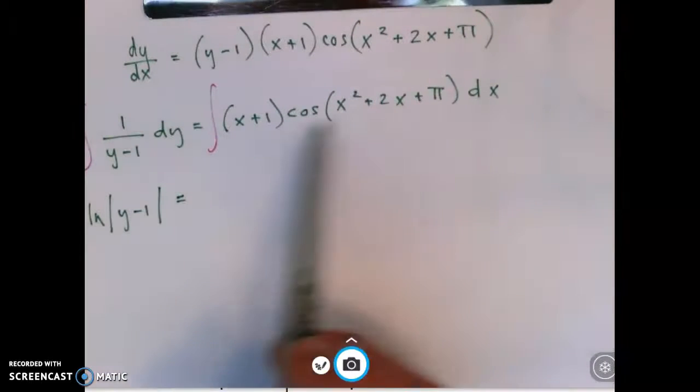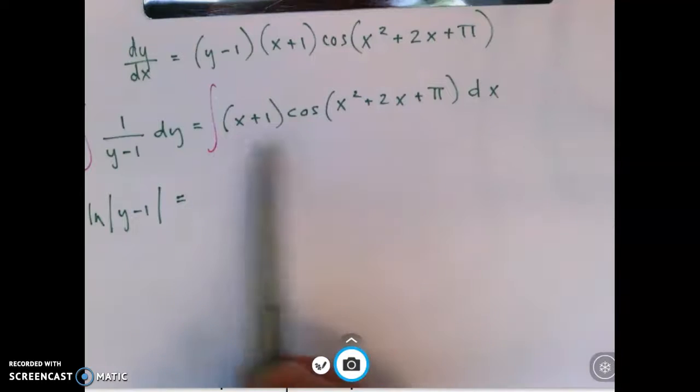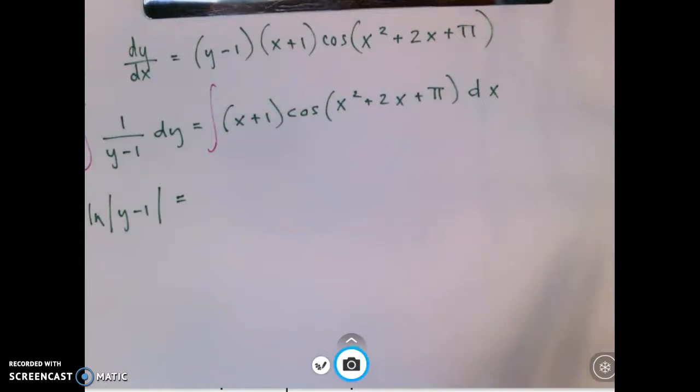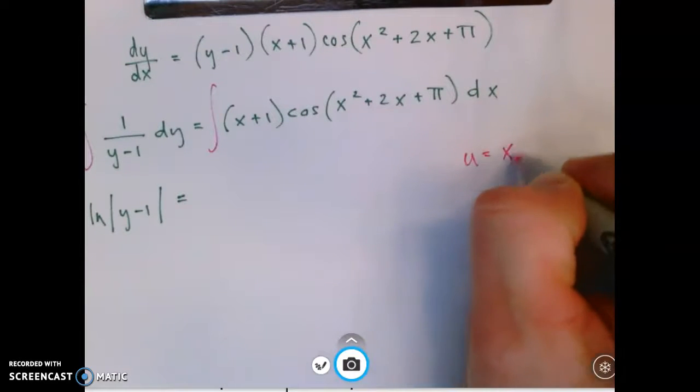Okay, so I want you to take a look at this and pause the video at this point just to see if you have an idea as to how to solve this. This looks really daunting, but let's see if you can figure out a way to solve this. Okay, we're back. So we're going to have to use u substitution.